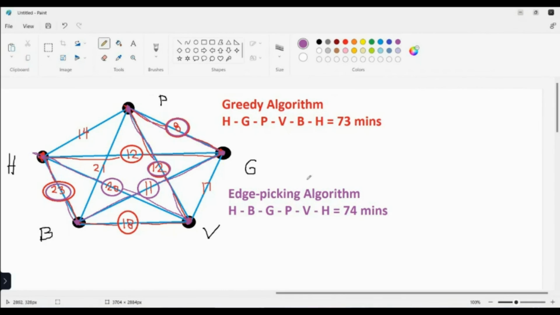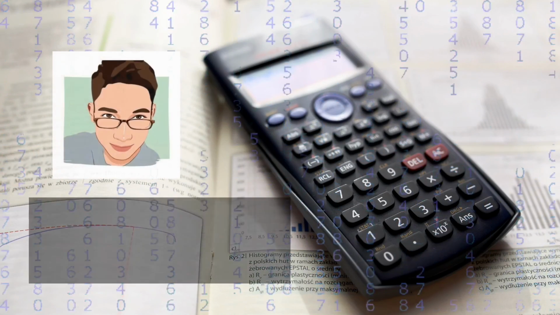That's it. So comparing this to the Hamiltonian circuit using the greedy algorithm gives us shorter total driving time than the circuit using the edge picking algorithm. Any questions?